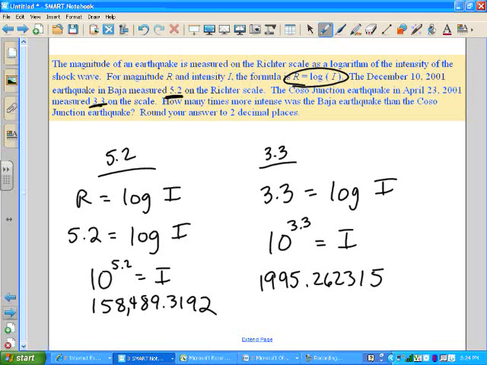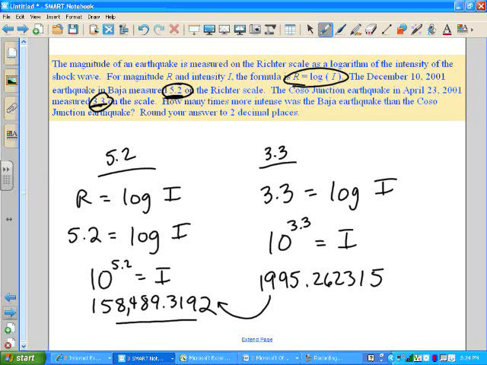Now, look at the question. I have to figure out how many times more intense that is. So notice, you wouldn't think there would be a lot of difference in a 3.3 earthquake compared to a 5.2. But notice this value is much bigger. So as the Richter scale gets bigger, the earthquakes are much more intense than you might think.